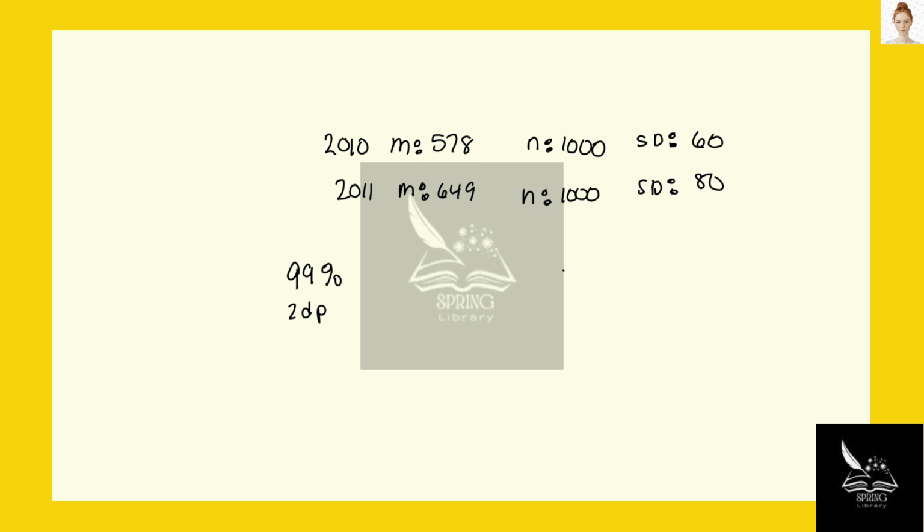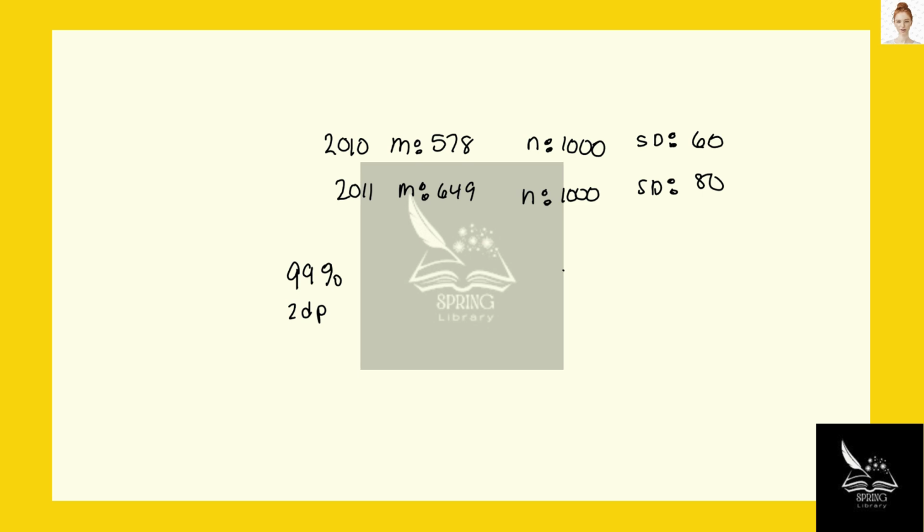Suppose that the sample size of each year was 1,000 and the sample standard deviation was 60 minutes for the 2010 sample and 80 minutes for the 2011 sample. Estimate the difference of the mean time spent watching time-shifted television in 2010 and the mean time spent in 2011 using a 99% confidence interval.